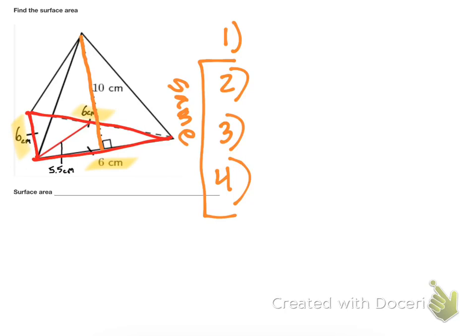This first one is our base. We know it's a triangle, so it's 1/2. Then our base, the length is 6, and our height is 5 and 5/10.